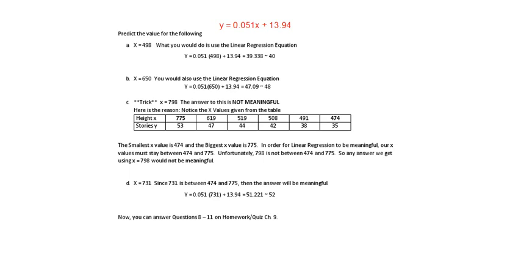For x equals 650, we would do 0.051 times 650 plus 13.94. So we get 47.09, which is roughly equal to 48.